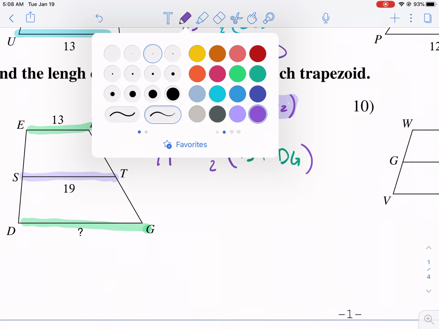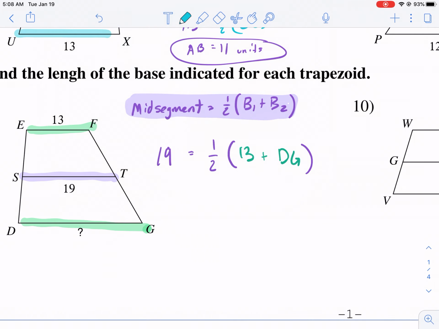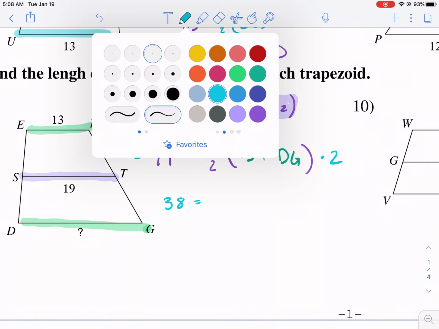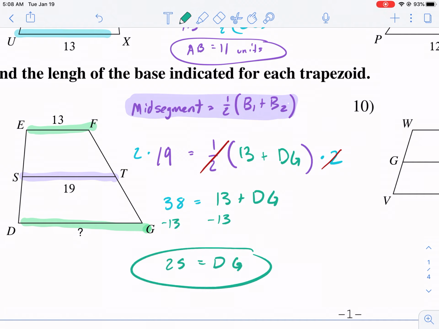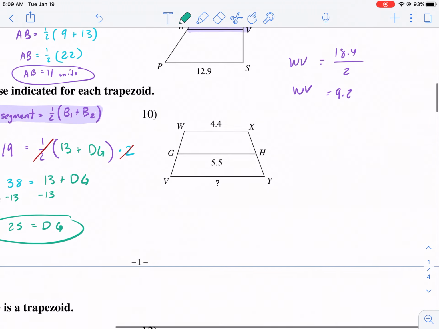So we have to go in reverse. One of the first things you should probably do is multiply both sides by 2. So whether or not you're multiplying by 1/2 or dividing by 2 for the whole thing, that's going to be your first step. So we get 38 equals, and this gets rid of the fraction because those cancel each other out. That was the whole point in multiplying by those numbers. So we get 13 plus DG, and then we just simply subtract by 13 to both sides, and we get 25 equals DG. So it's not bad. You just have to go in reverse. So it's a good algebra practice.